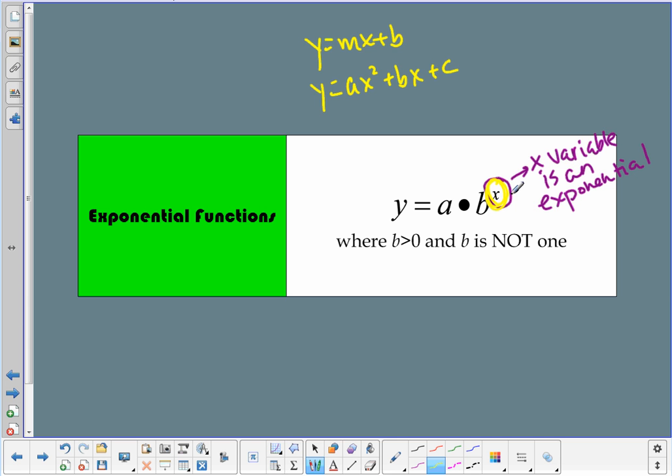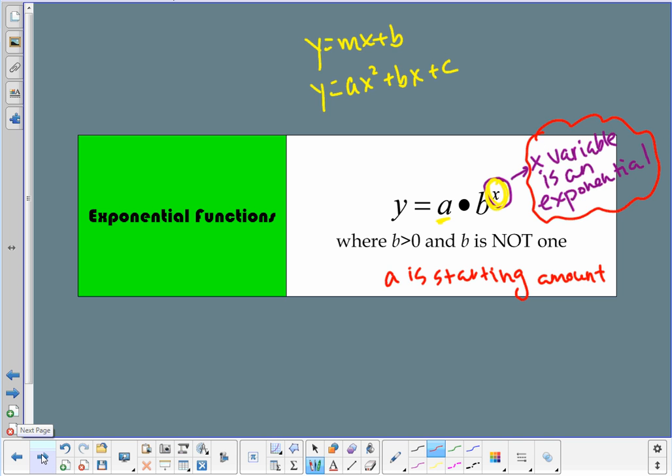So the other thing that's nice to know about these exponential functions is that a is your starting amount, or value, or whatever you want to call it. But this is the key, this is the important one: x as the exponent is what makes a function exponential.